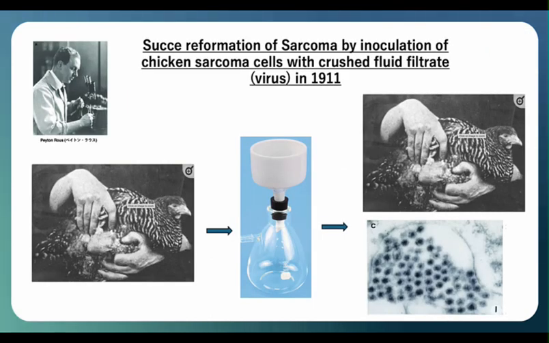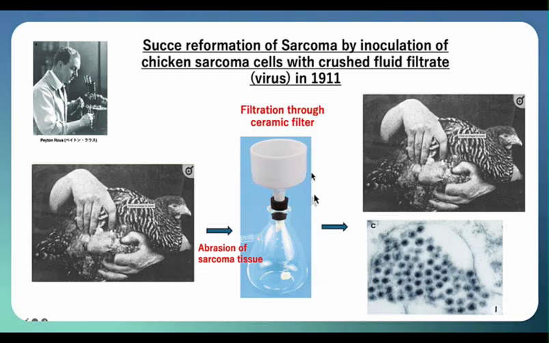In 1911, Rous succeeded in reproducing sarcoma by injecting a filtered extract of chicken sarcoma tissue into normal individuals. First, he crushed chicken sarcoma tissue and filtered it through a ceramic filter. The filtrate contained a virus. By injecting the filtrate into chickens, new sarcomas were formed in this experiment.